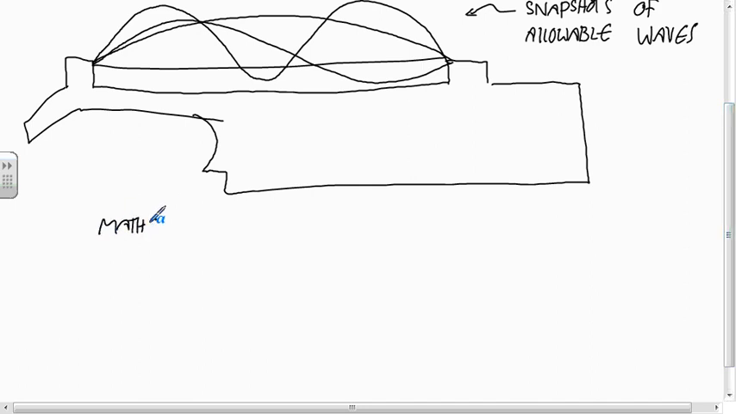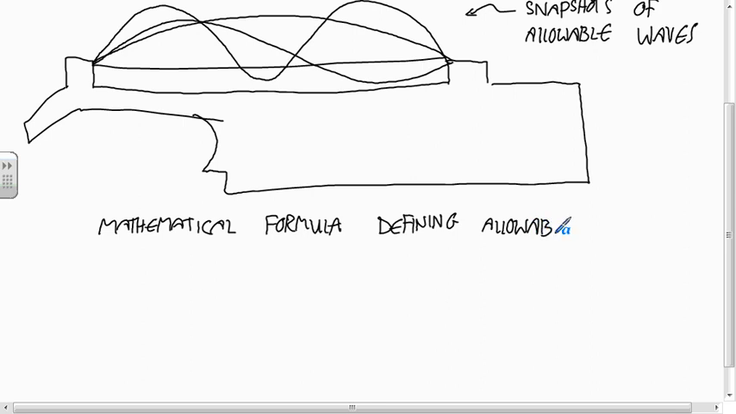So the mathematical formula defining these allowable waves, well, first of all, look at this for a second. We're talking about a snapshot of these waves. What is it that determines what's allowable and what isn't allowable? Which of those five wave quantities determines what's allowed here? The wavelength, yep, that's exactly right.